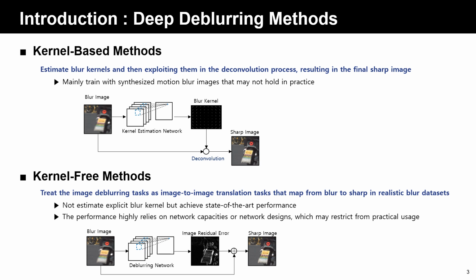Recently, the kernel-free methods have been more studied. This method treats the image deblurring task as an image-to-image translation task. So it does not consider blur kernels and just directly predicts sharp images from blur images in realistic blur-sharp pair datasets. Despite its simplicity, those methods achieve state-of-the-art performance, but they rely highly on network capacities or network designs, which may limit practical usage.